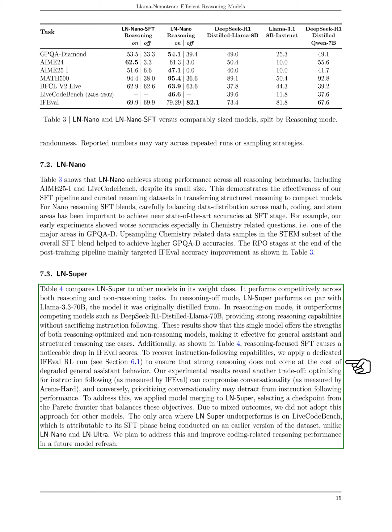To counter this, we implemented a specific reinforcement learning (RL) run to ensure that strong reasoning does not compromise general assistant capabilities. Our experiments revealed a trade-off. Optimizing for instruction following can reduce conversationality, and vice versa. To balance these aspects, we merged models and selected a checkpoint that aligns with our goals. We did not apply this approach to other models due to mixed results.